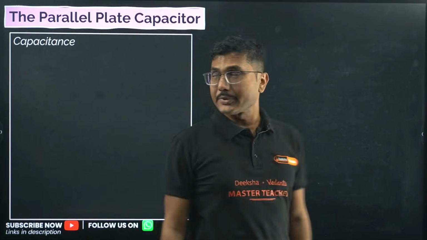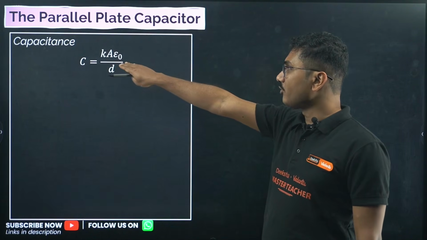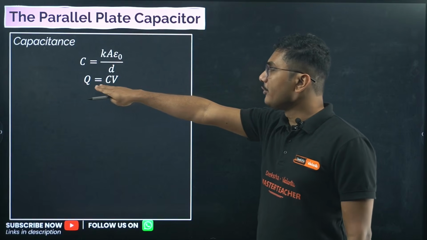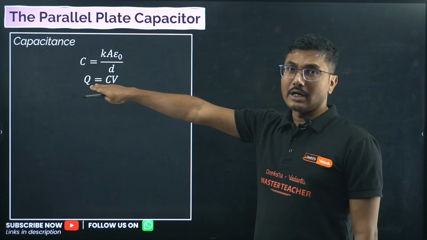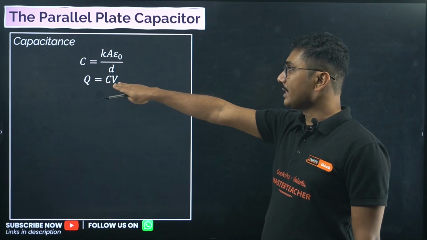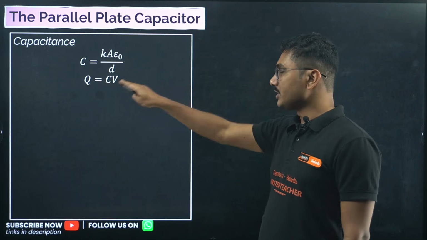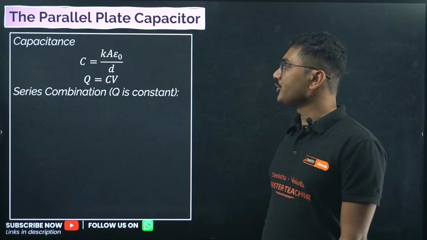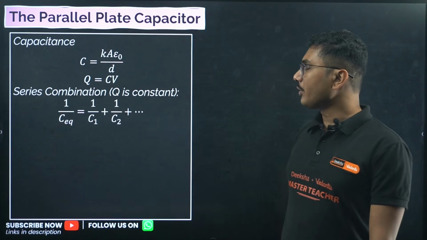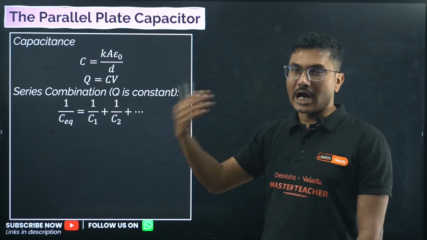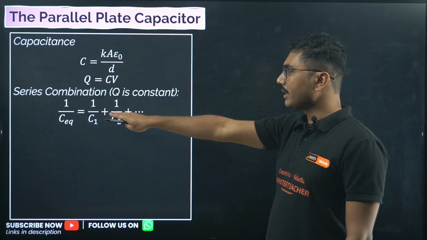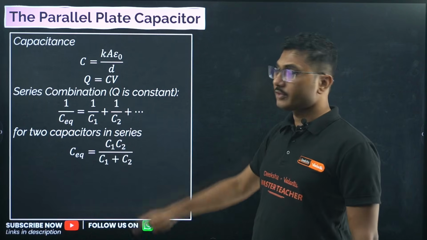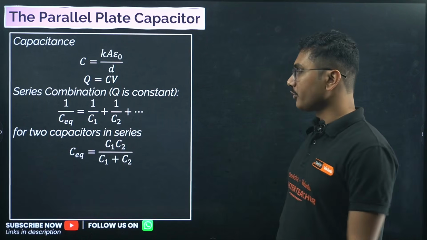Now parallel plate capacitor is also there. So the general formula for capacitance, where K is the dielectric constant, and Q equals CV. Q is the charge stored in a capacitor, C is the capacitance and V is voltage. Next, series combination, where Q is constant. In series combination, remember that the charge flowing in the circuit is constant, and for two capacitors in series, this is the shortcut formula, which may be helpful for solving numericals.